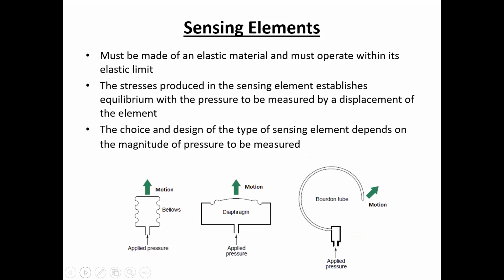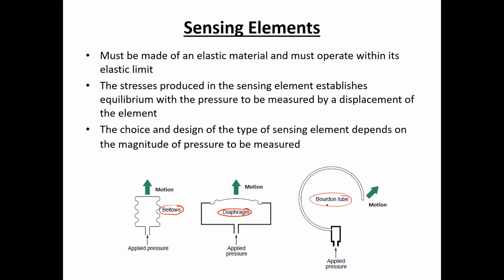So some commonly used mechanical sensing elements are shown over here. The first one shown here is called the bellows. The second one is called the diaphragm, and the third one is called a Bourdon tube.